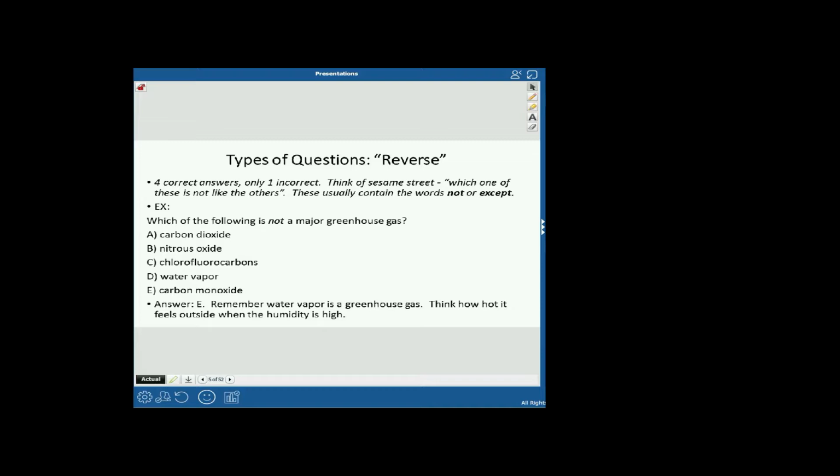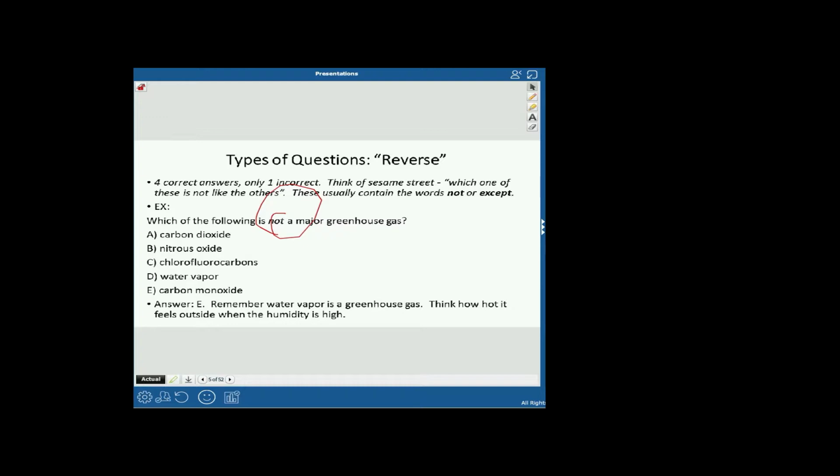Sometimes when I'm doing a question like this, I will actually take my pencil and I will like, that was for a big circle. I didn't mean to make it that big. But I'll like circle the not. That way I know, okay, and I don't forget that it's there.